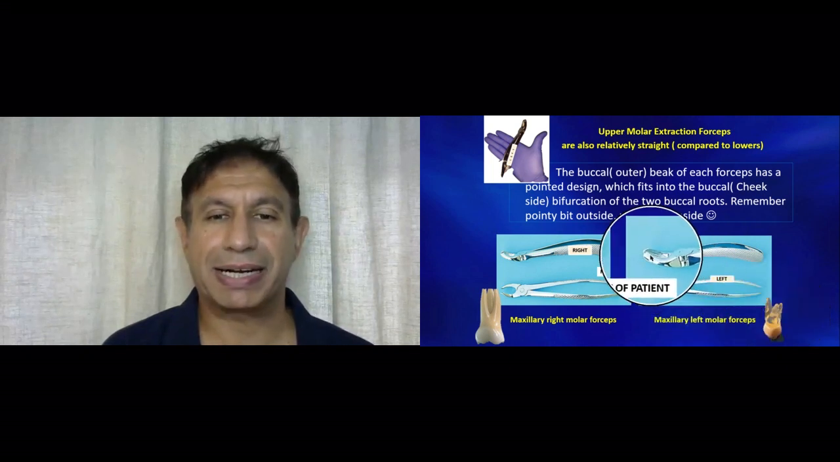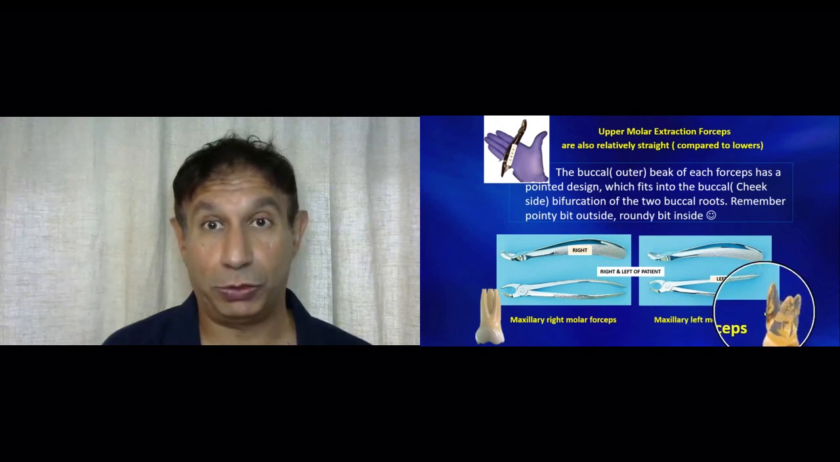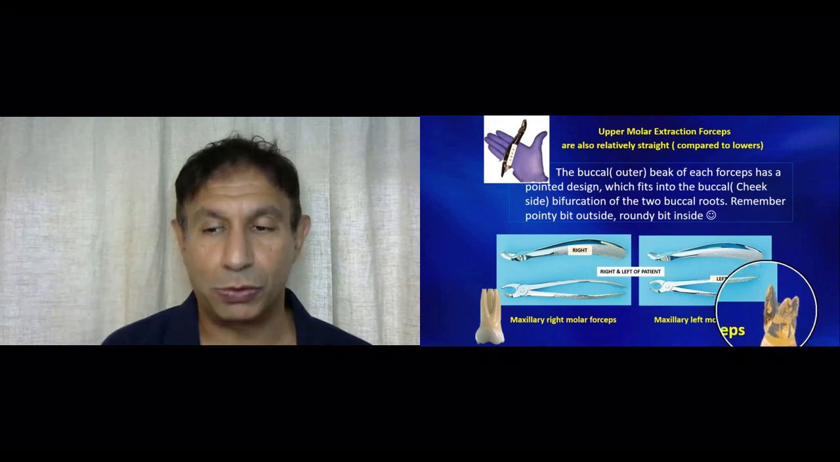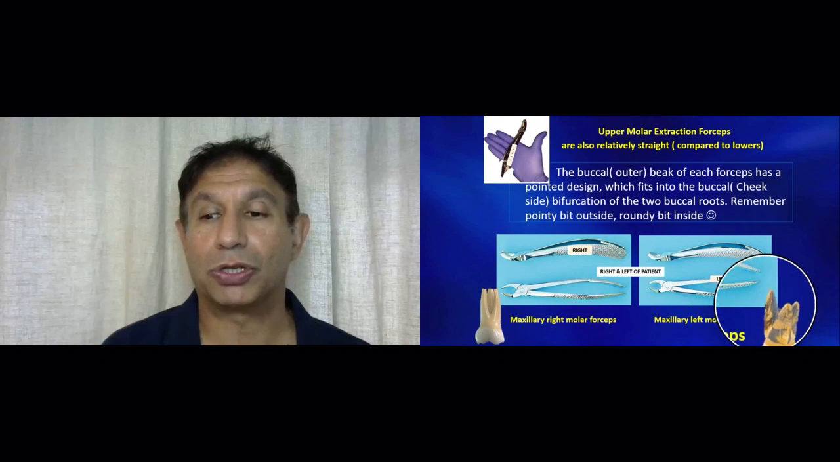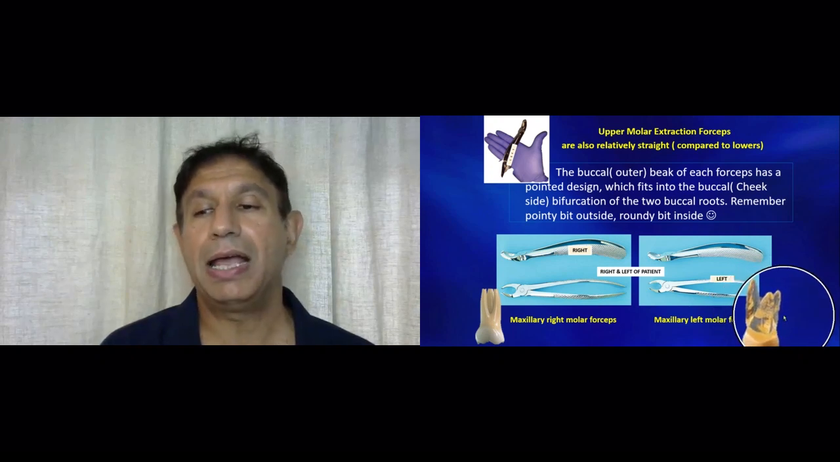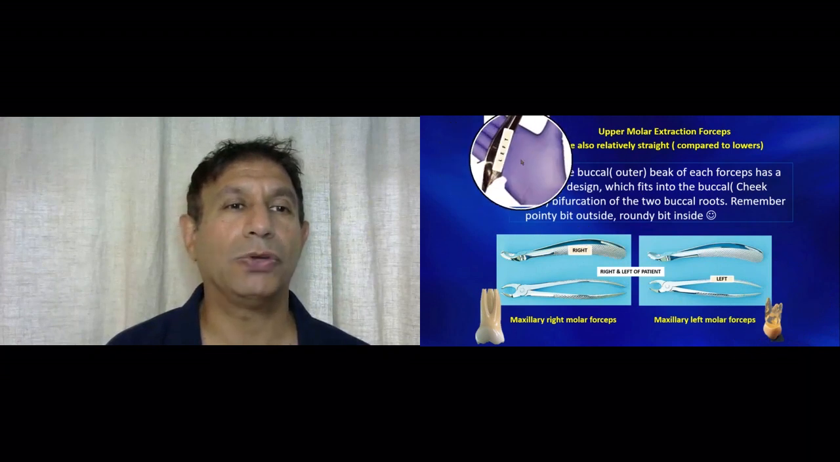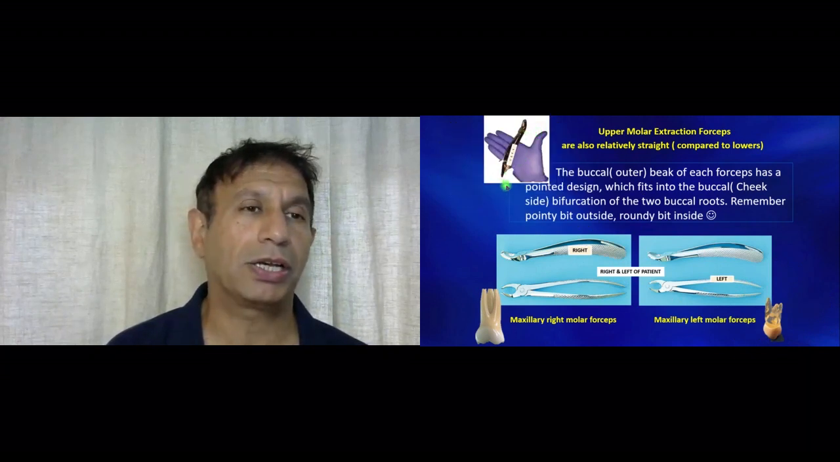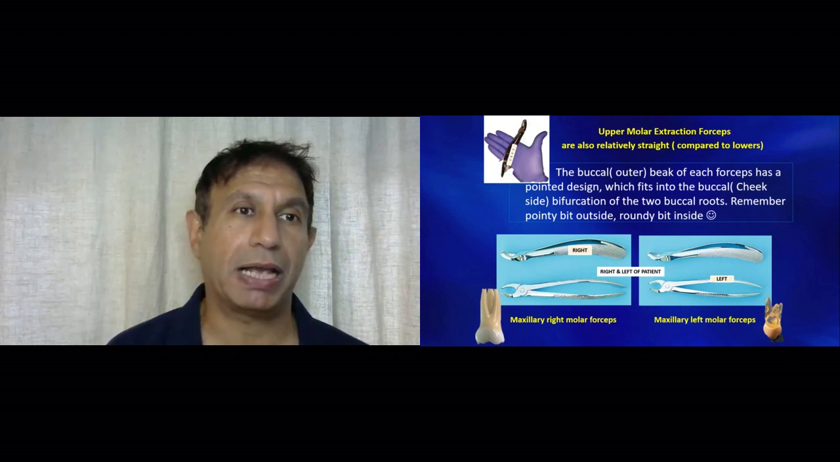The other beak is a rounded beak. The rounded beak goes onto the roof side of the tooth, because it's got 1 slender root, and that is why the rounded end goes onto the roof side or the inside, and the pointed end goes on the outside or the cheek side. That is how you hold an upper forceps. You hold it so that the concavity rests in the palm of the hand and beaks face upwards.